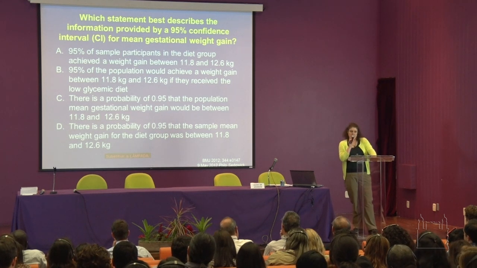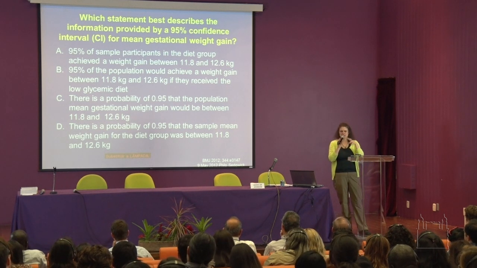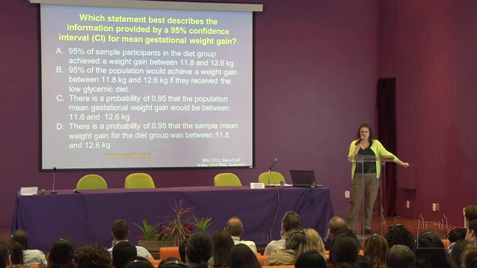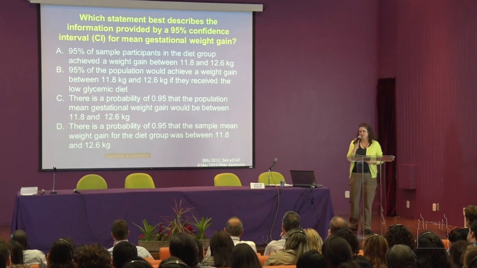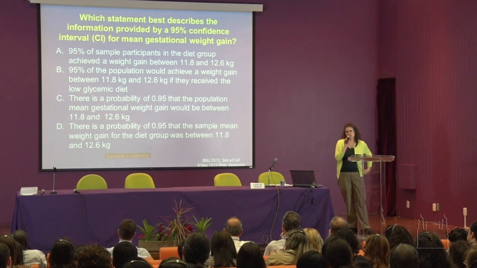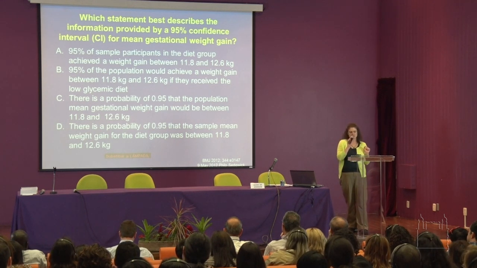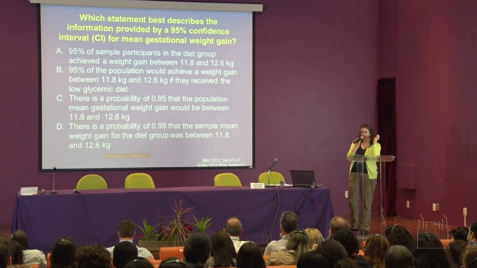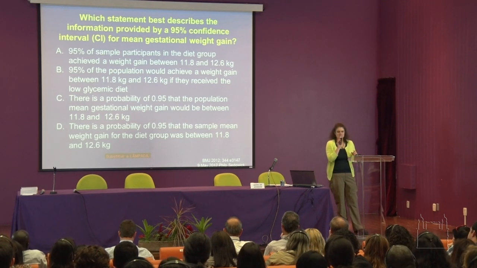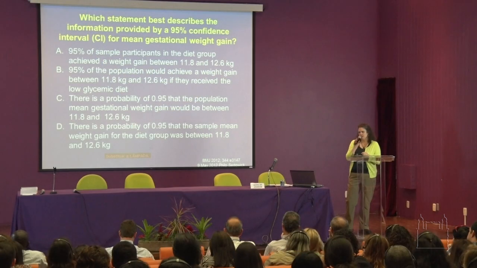The answer is no. Confidence intervals don't tell us anything about really where 95% of the sample participants are. It's trying to extrapolate to the population. So let's take question B. 95% of the population would achieve a weight gain between 11.8 and 12.6 kilograms if they received the low glycemic diet. Raise your hand if you think it's yes. This is also false. Because again, I don't know where 95% of people are going to fall.